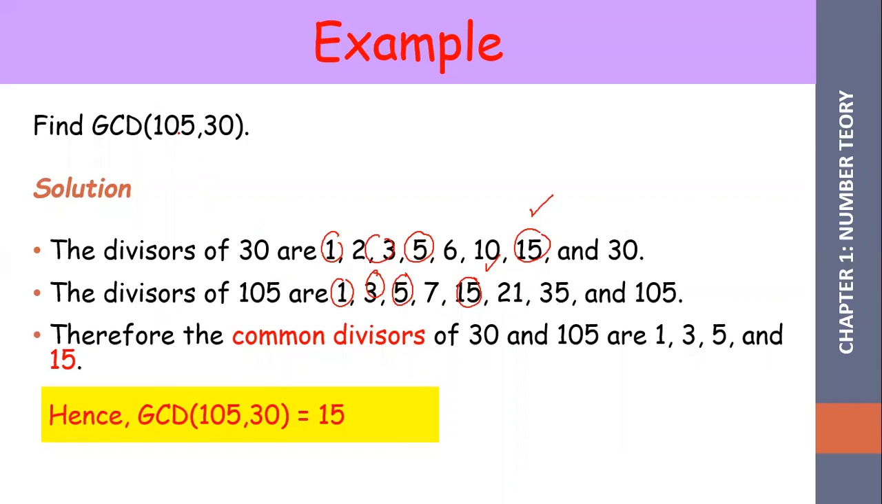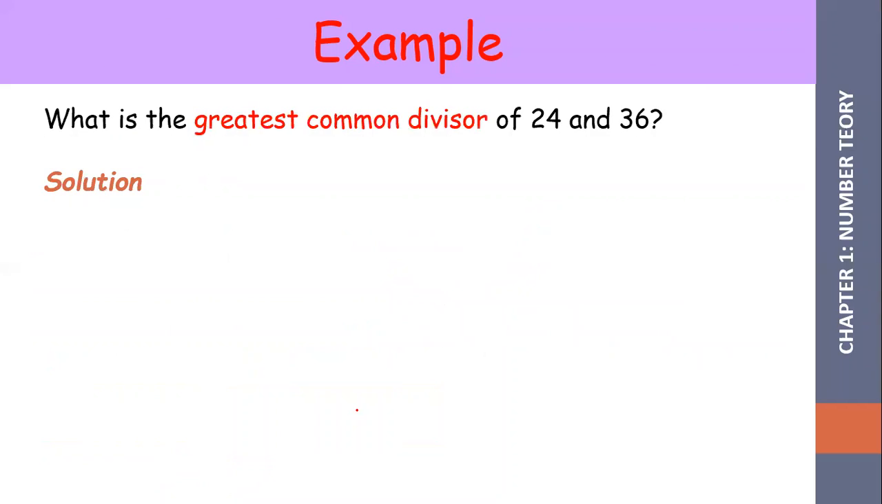Okay, so let's see the question. The question asks you to find GCD(105, 30). So please make sure that you leave the answer as GCD(105, 30). Don't leave the answer as GCD(30, 105). Please follow the original order of the question. GCD(105, 30) is equal to 15. Okay, that is the first method.